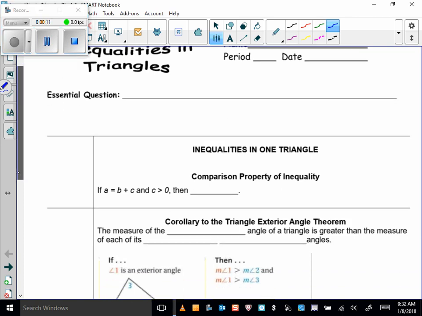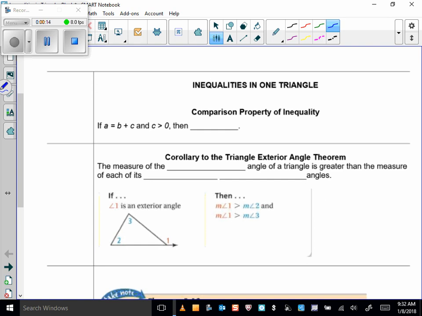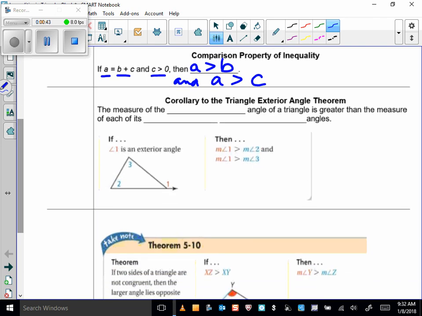So here we go. We're going to first talk about a comparison property of inequality, and it says if A equals B plus C and C is greater than 0, then we know that A has to be greater than B, right? That almost makes so much sense. It feels like you don't even need to say it. But it is a property, and so we write it down. And of course, we know that A would have to be greater than C as well, right? So we're going to use that when we start to look at this corollary here.